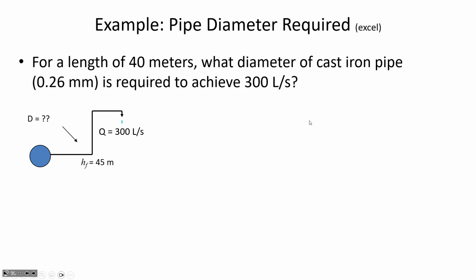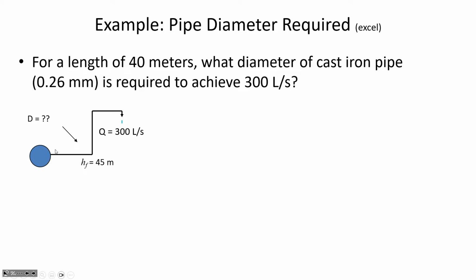So we're going to look at this case of, what if we had a big main pipeline where we know the pressure, and we have a lateral pipe coming off of it. Maybe this lateral pipe is going to a building from the main pipeline. This lateral pipe is 40 meters long, and we know it's made out of cast iron, so that gives us the equivalent sand roughness. We want 300 liters per second going through there, and the driving head is 45 meters.